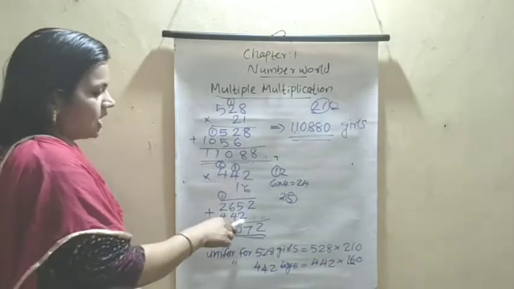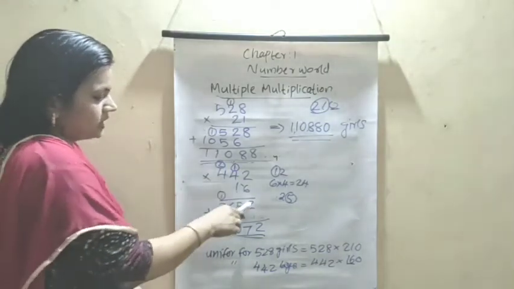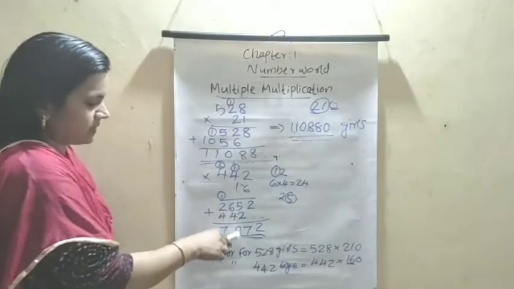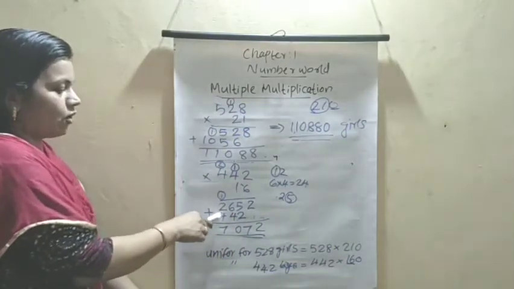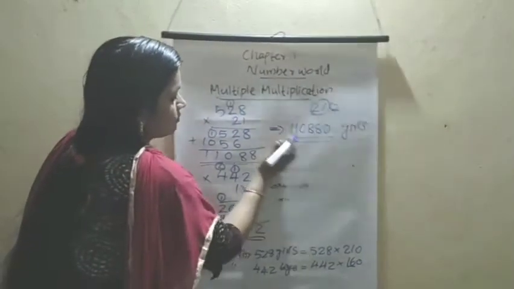Then 2 1s are 2. 1 4 is 4. 1 4 is 4. Then 2, 5 plus 2 is 7. 6 plus 4 is 10. 1 is the carryover. 4 plus 2 plus 1 is 7. Then the cost of the boys, what?